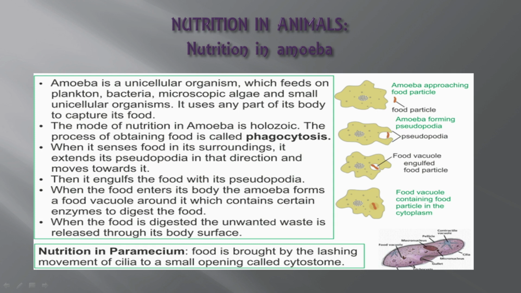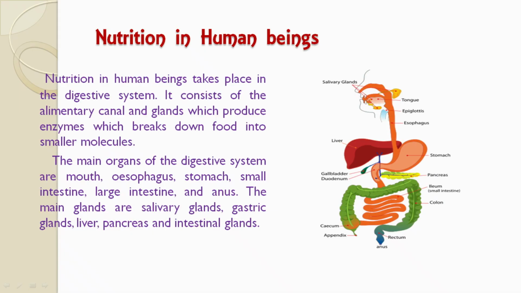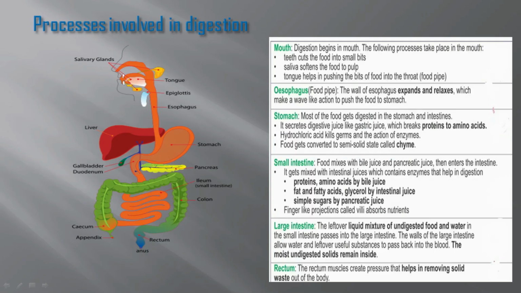In the nutrition of paramecium, the food is brought by the movement of cilia through a small opening. Nutrition in human beings: it consists of an alimentary canal which starts from the mouth till the anus and also involves the digestive glands to carry out the process of nutrition. The process involved in human digestion: digestion begins in the mouth, then esophagus, stomach, small intestine, large intestine, rectum. You can look at what processes are involved in every part of the alimentary canal and what digestive glands are involved.